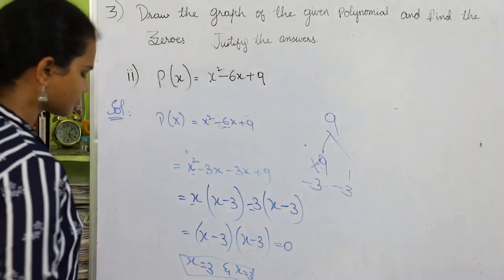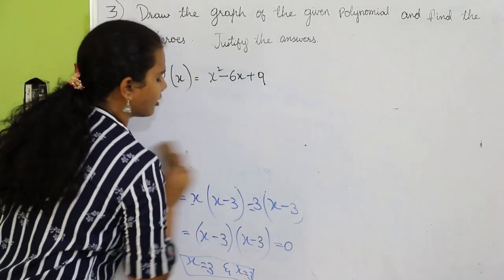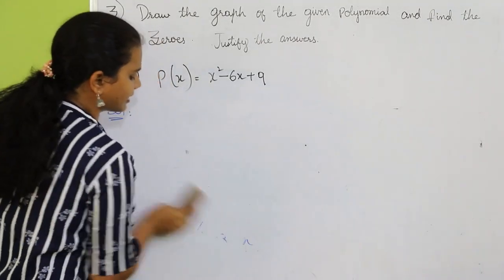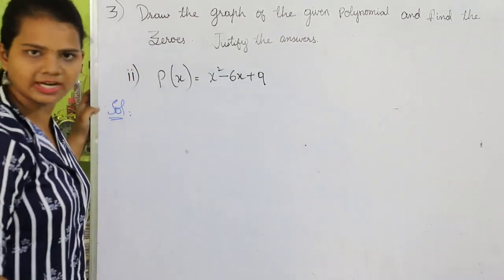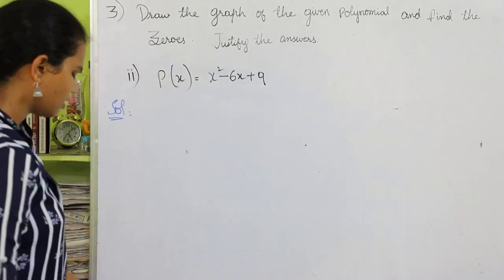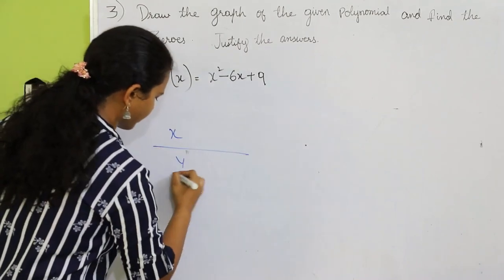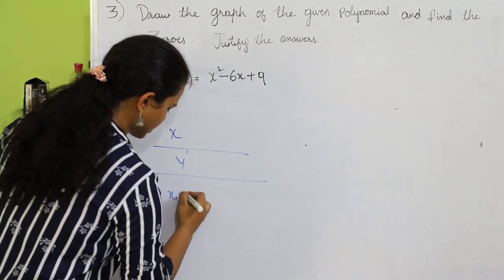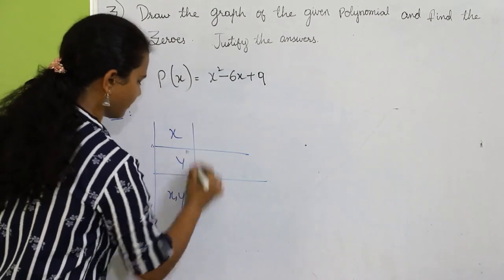Now what you do? Draw the graph, meaning draw the points, draw a box and make the points. So the x value we got is 3. Did you understand this one? Yeah. Now go for the graph. Take x, y, x comma y. Clear? These are the points that we have.